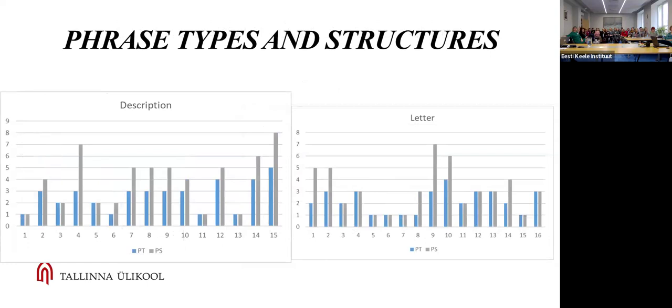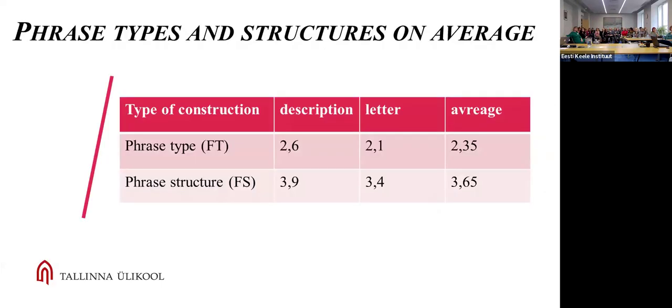On the next slide, we can see particular children, how many phrase types and how many phrase structures they use. So we can see that it is also different in descriptions and in letters. But on average, we can see that the descriptions are somewhat richer in language, in phrases, than letters. When we look at the average of the phrase types and structures, we can also see that the description has more phrase types and more phrase structures, whereas the letter has considerably less.